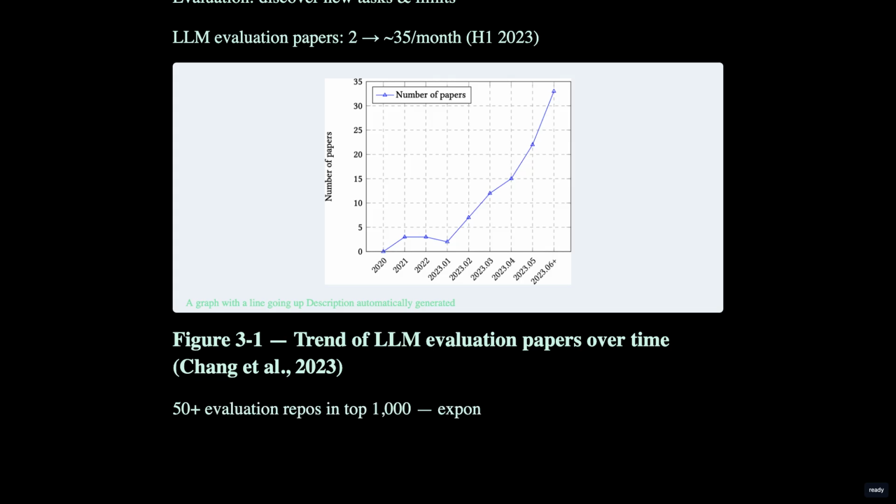I examined the top 1,000 AI-related GitHub repositories by stars and found more than 50 focused on evaluation as of May 2024. When I plot their creation dates, the count rises roughly exponentially, which suggests rapidly growing attention and tooling around model evaluation and benchmarking.